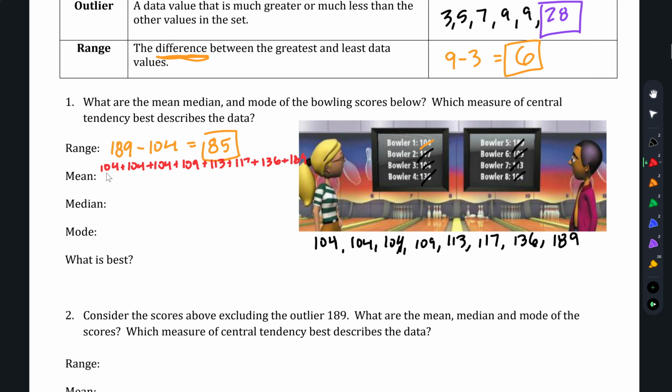I think I can fit them all in there. And then I'm going to divide. There are 8 total data points in this set of data, so I'm going to divide by 8. When I add all those numbers together in my calculator and then divide by 8, I get 122.